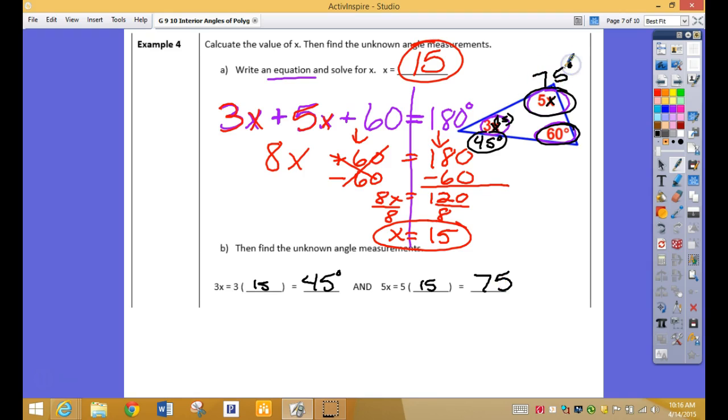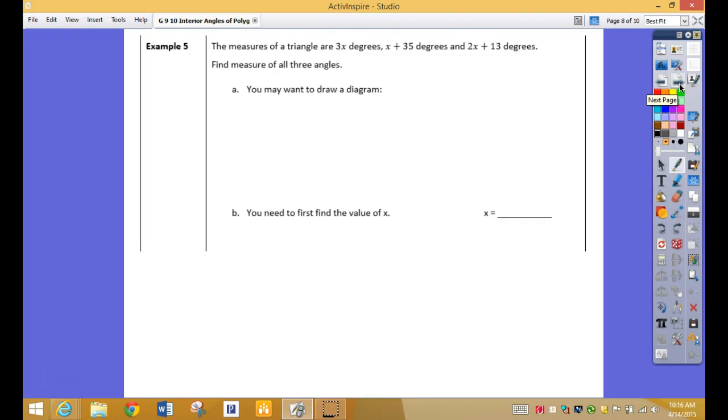Now am I done? No. Before we go on, we must check it. Add your three angles, 45, 60, and 75. Do they equal 180? Yes, they do. So we know we did this correct. When in doubt, draw it out.